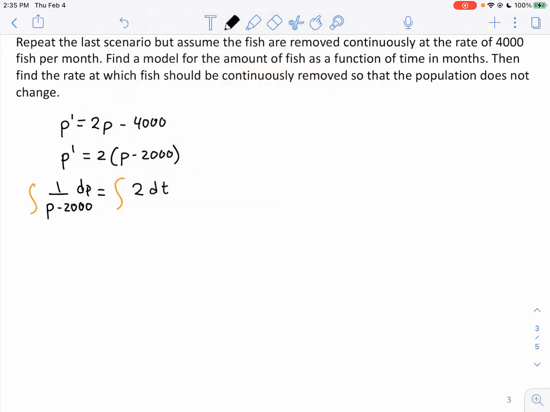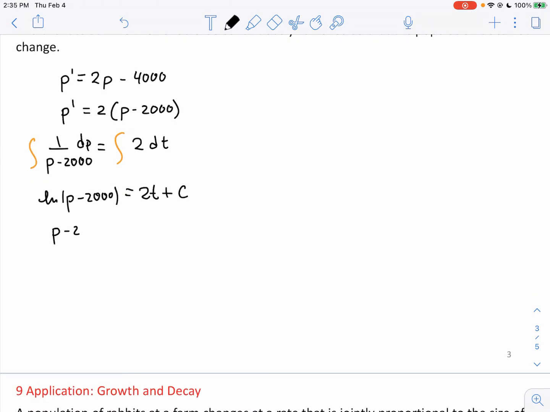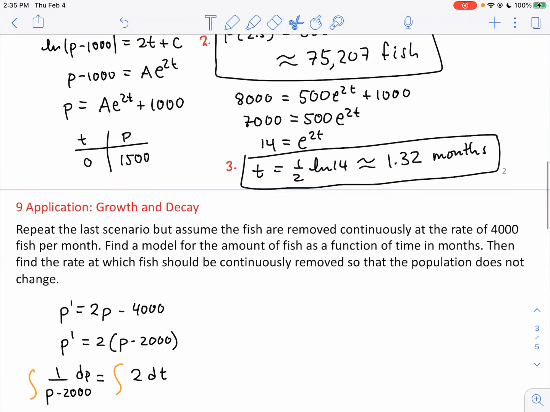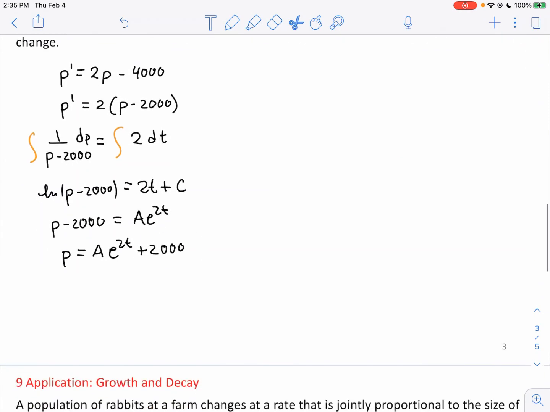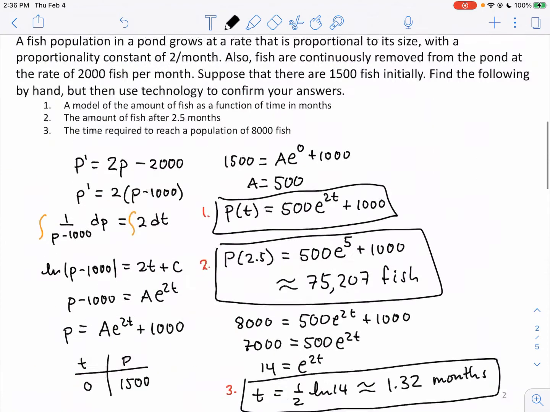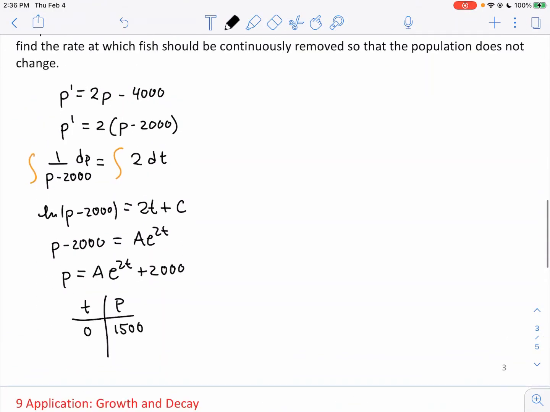Integrate, and we get natural log absolute p minus 2,000 is equal to 2t plus a constant. Exponentiate, get rid of the absolute values, do other tricks. We get some constant times e to the 2t, and then add the 2,000 over. Okay, so we get a general equation that looks very similar to this general equation. The only difference is this has a plus 1,000. This one here had a plus 2,000 when all was said and done. And we still have the same initial population, so when t is 0, we still want a population of 1,500. We're keeping that scenario the same.